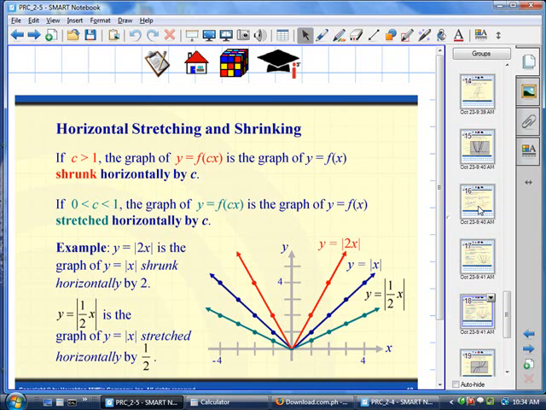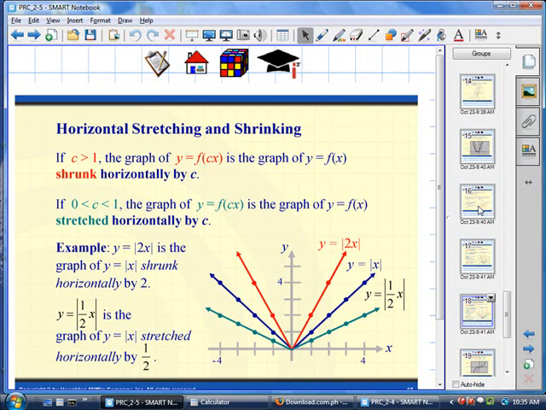So, putting this all together, I'm trying to bring these rules back into play here. When things are outside of the function, that's going to be a vertical, and it's going to stay true to form. If it's a plus, it'll go up. If it's a minus, it'll go down. When you stick it inside the function itself, then it's a horizontal thing, and it works in opposite motion, right? A plus meant to the left, and a minus meant to the right.